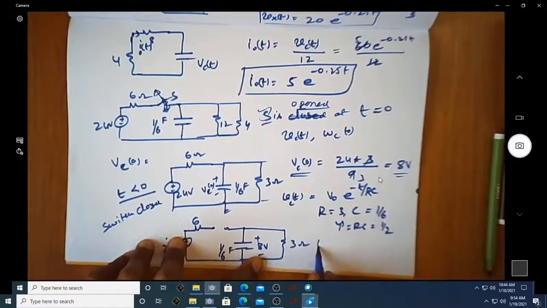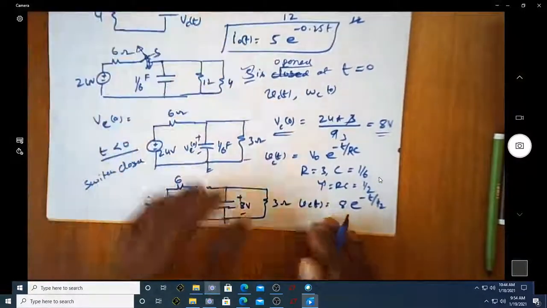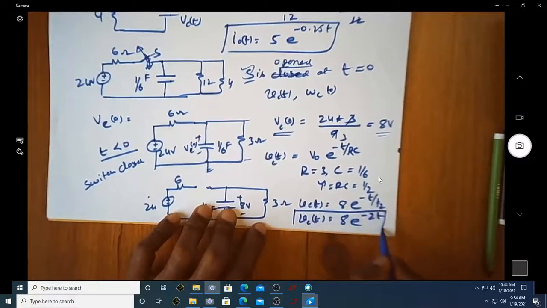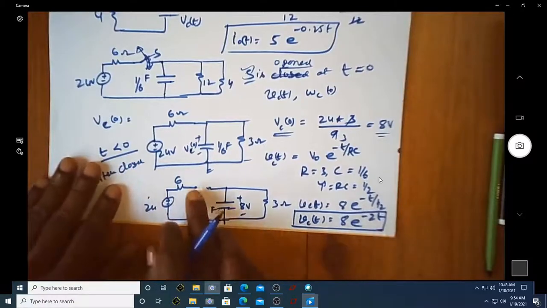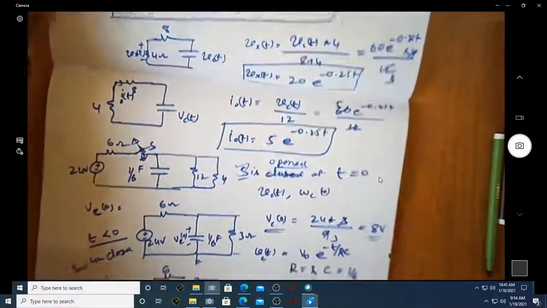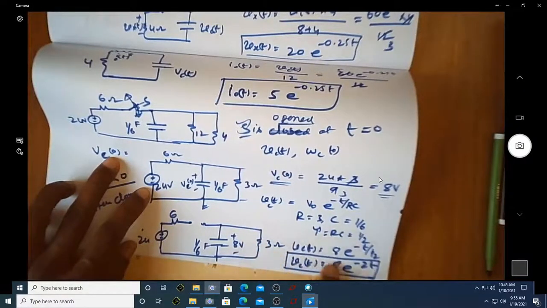So if you want to know what is VC of t, VC of t is nothing but 8 e power minus t by half. So this value of VC, that is voltage across the capacitor at any point of time, is given by 8 e power minus 2t. So this is the expression for the capacitor voltage when the switch is open circuited. Because when the switch becomes open, the capacitor's initial voltage will start dissipating across the resistor with this expression.